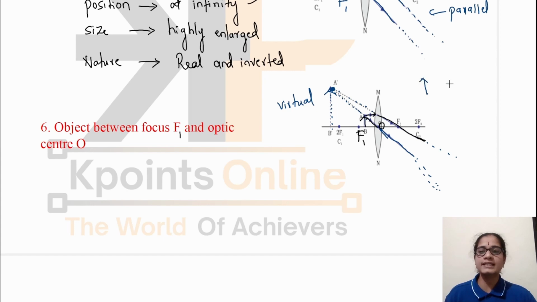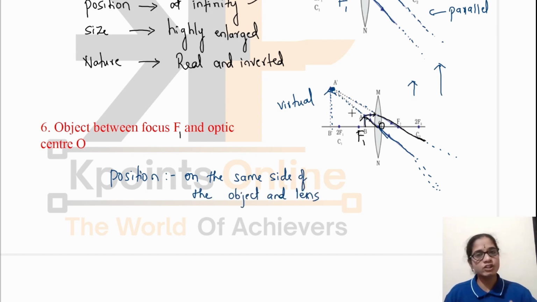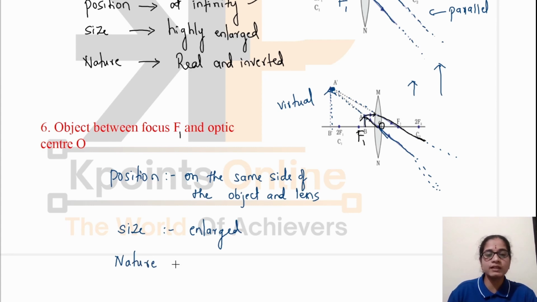The object is also like this and the image is also like this. Which means they are upright. So we say that it is formed virtual and erect. What is the position of the image formed here? It is formed on the same side of the lens. Yes, position, same side of the object. The object is also here. And the image formed is also here only. So, it is formed on the same side of the object and lens. What is the size? It is enlarged. What is the nature of the image? It is virtual and erect.